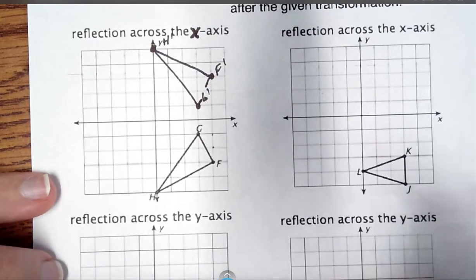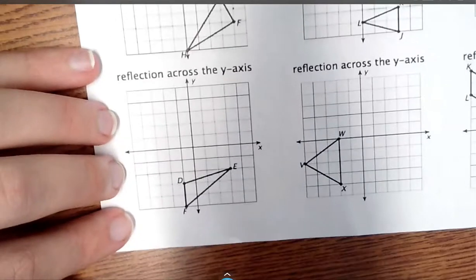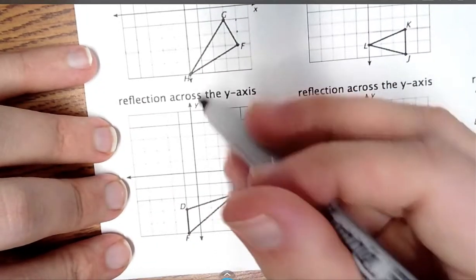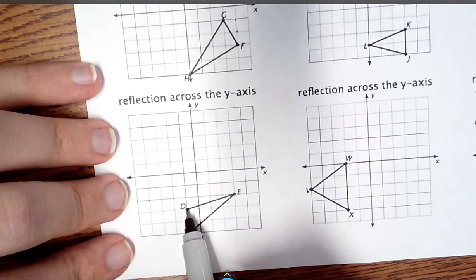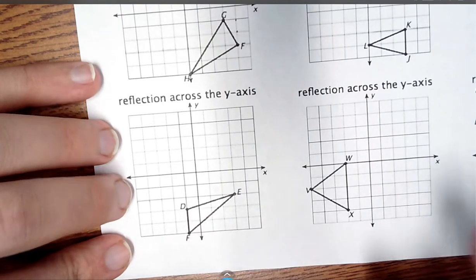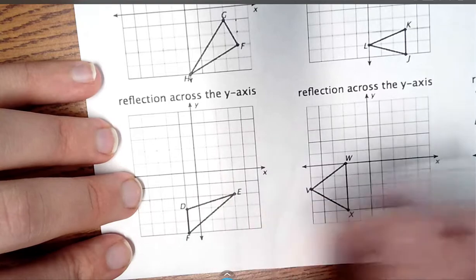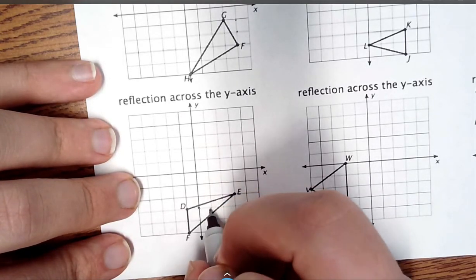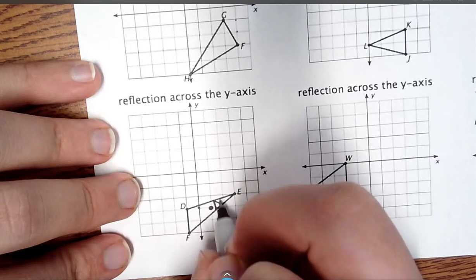Okay, then let's do one more on the y-axis and we'll call it good. So this is a tricky one. It's on the y-axis. So we always count to the axis and then to the other side. So this one we have points on both sides. So at the end we're going to end up with points on both sides. So D is 1 away. So D is 1 more on the other side, and that's D prime.